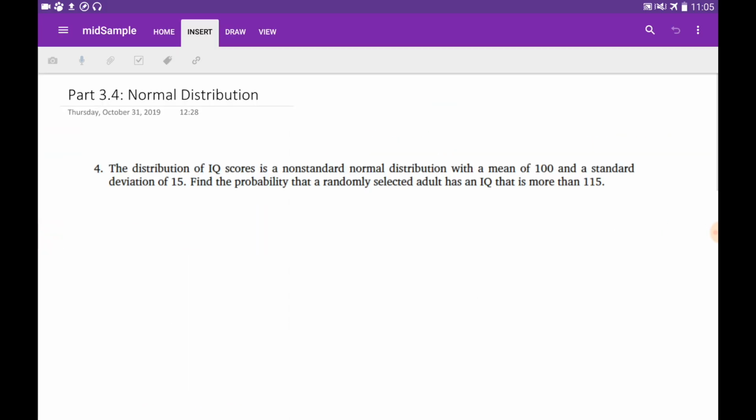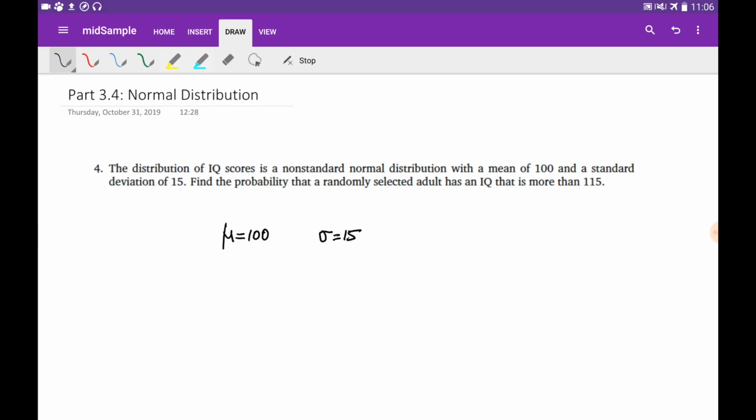The last problem is about the standard normal distribution. The IQ scores have a normal distribution with the mean 100 and with the standard deviation 15. So we need to find the probability of the random variable. If I choose one of the adults randomly, what is the probability that his IQ score x is going to be more than 115?